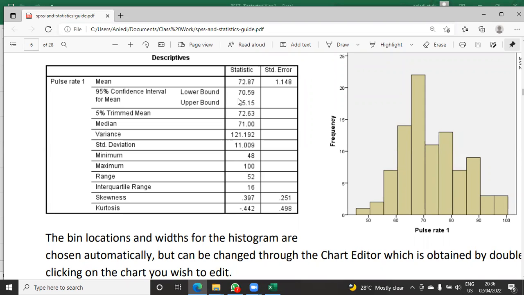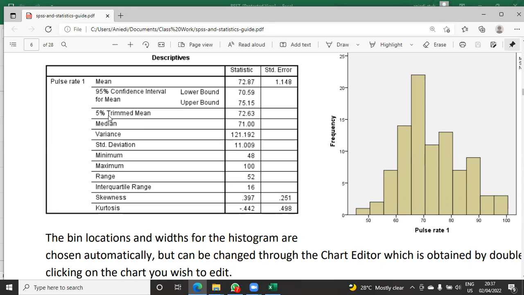So let's see the lower bound and the upper bound of the mean. Let's look. Okay. Lower bound is 70.59. The upper bound is 75.15. That is the lower bound and the upper bound of the mean deviation. That is what is being used now.